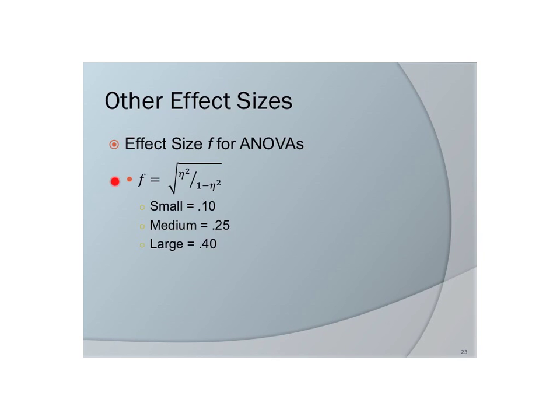Now, you can't find that anywhere in SPSS. However, you can calculate it using partial eta squared. It's partial eta squared divided by 1 minus partial eta squared, or the unexplained variance. Take the square root of that number, and that will give you effect size f, where a small effect size f is 0.1, a medium effect size f is 0.25, and a large effect size f is 0.40.